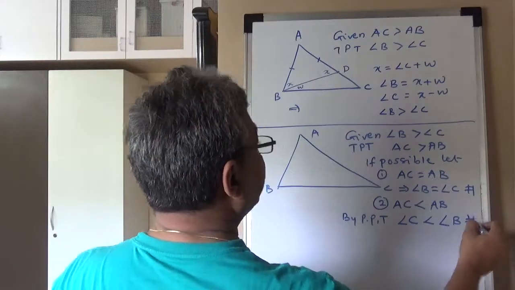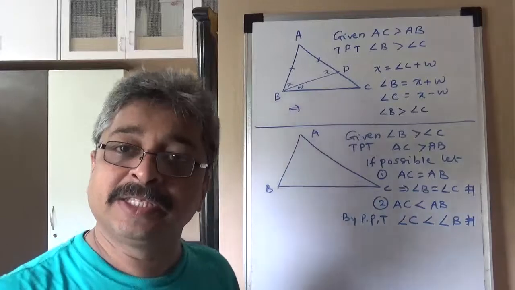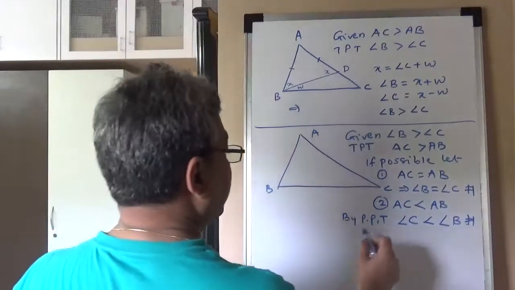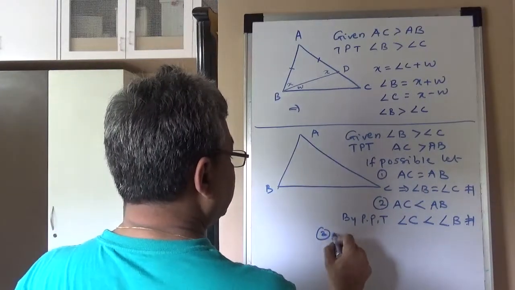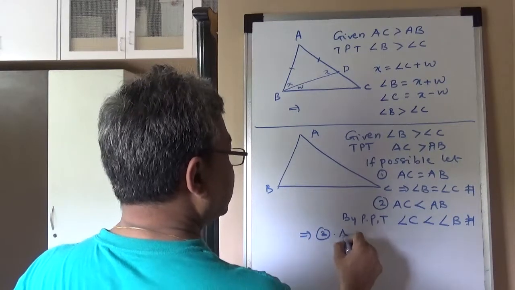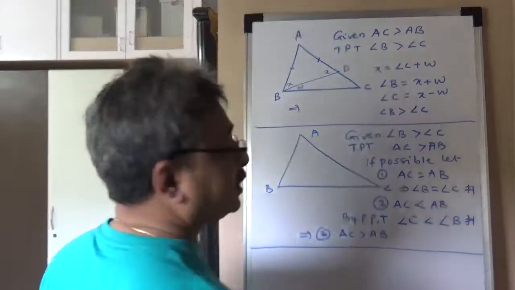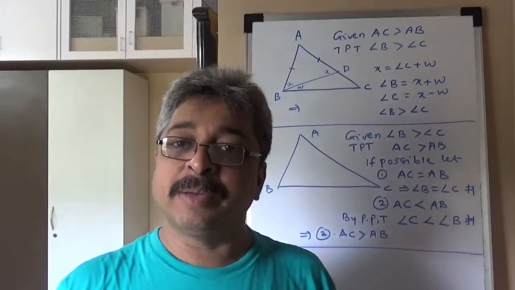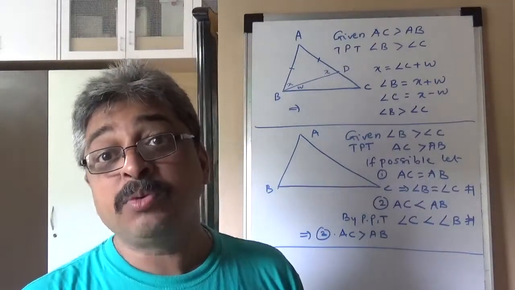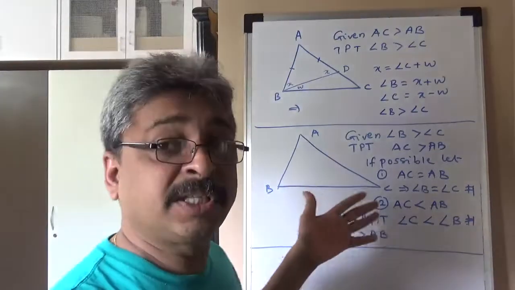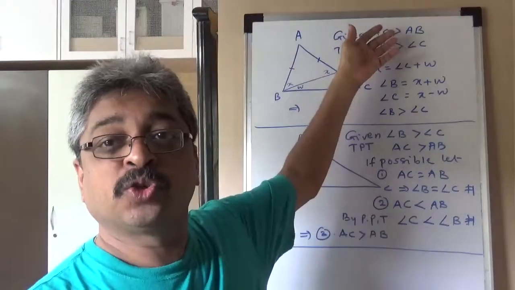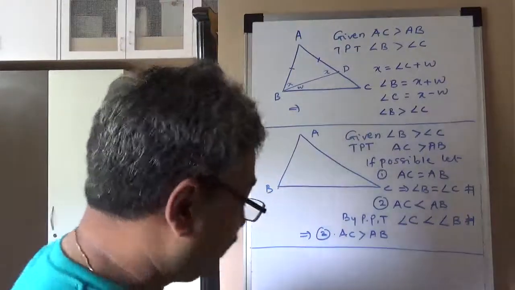Contradiction, because it is given angle B is greater than angle C, and hence the only condition that remains is 3. This implies case 3, AC must be greater than AB. So by the contradiction method, the second half of the proof is absolutely simple. However, suppose we were given this theorem first and this was a converse of this, then it is a little tricky.